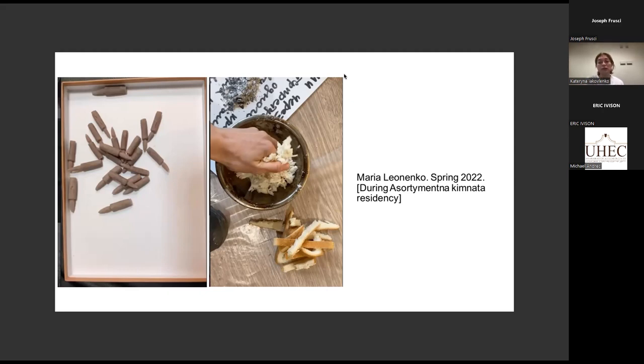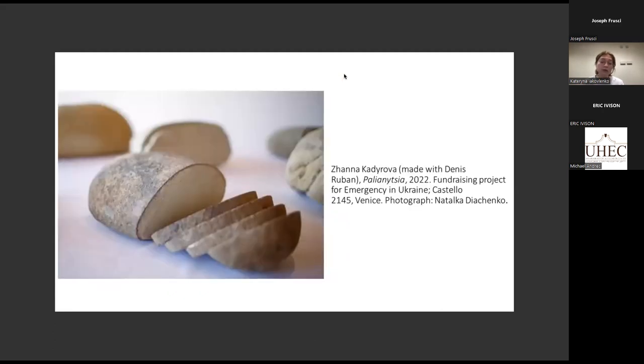2022 during the residency in Ассортиментна кімната, and she made these small pieces directly from bread. And another, I would say that now it's one of the iconic works of our resistance. This is Zhanna Kadyrova in collaboration with Denis Ruban, called Polyanitsa, also made in Ассортиментна кімната. And what is interesting is that she is using stones, and all of these pieces of bread are a sculpture made from stone.